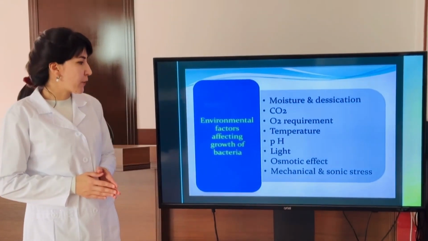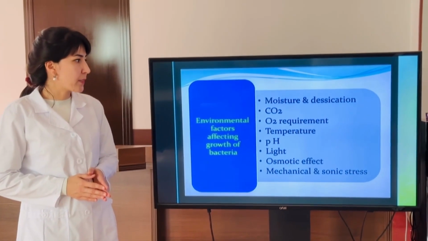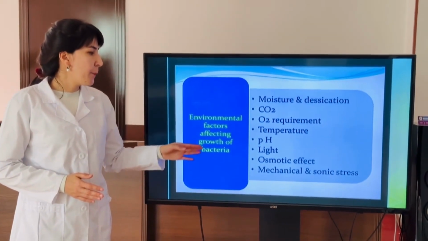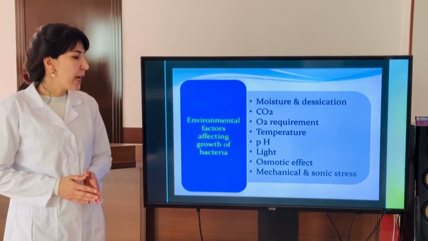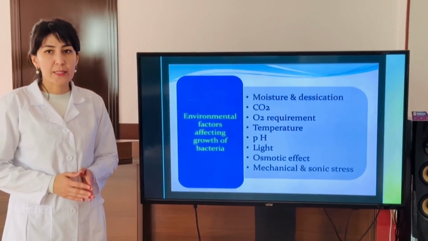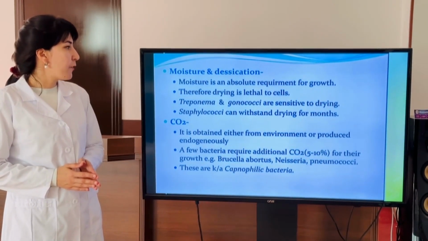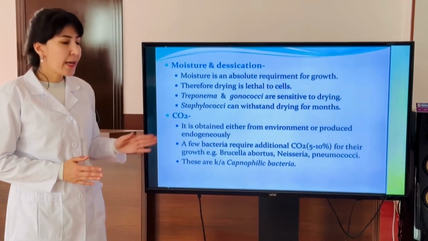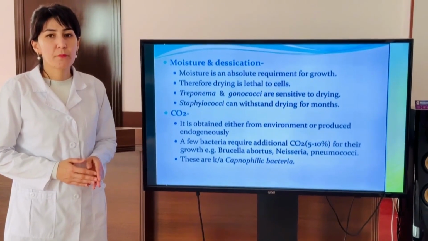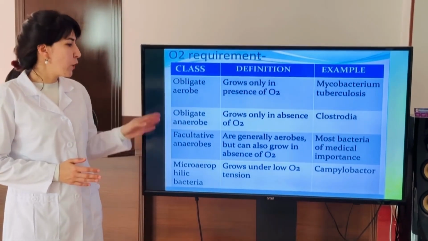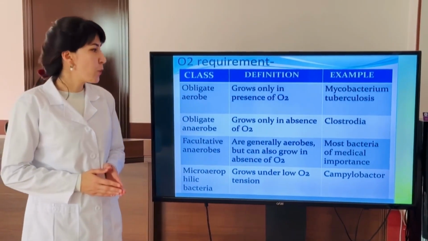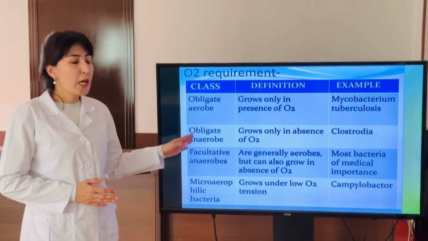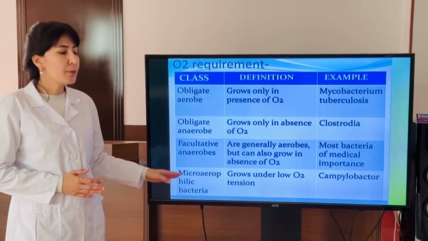Environmental factors affecting the growth of bacteria. For example, what are the environmental factors? Carbon dioxide, temperature, pH, light, osmotic effects, and mechanical and sonic stresses. Here we can see, for example, moisture and desiccation, depending on the growth of bacteria, and carbon dioxide. Regarding other requirements, all bacteria are divided into four classes: obligate aerobes, obligate anaerobes, facultative anaerobes, and microaerophiles.